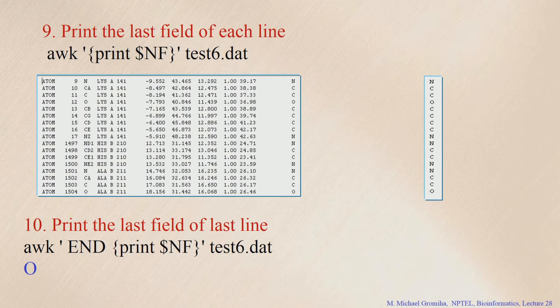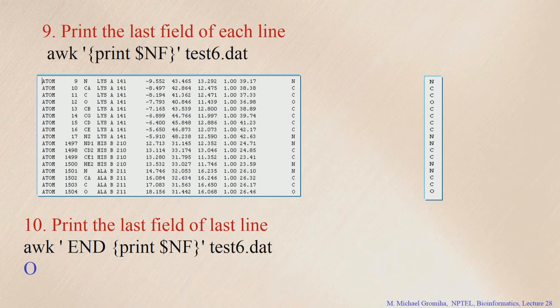Now the next question is to print the last field of each line. We have several fields. If you know you require the 5th field or the 6th field, just write print dollar followed by the field number, $5 or $6.